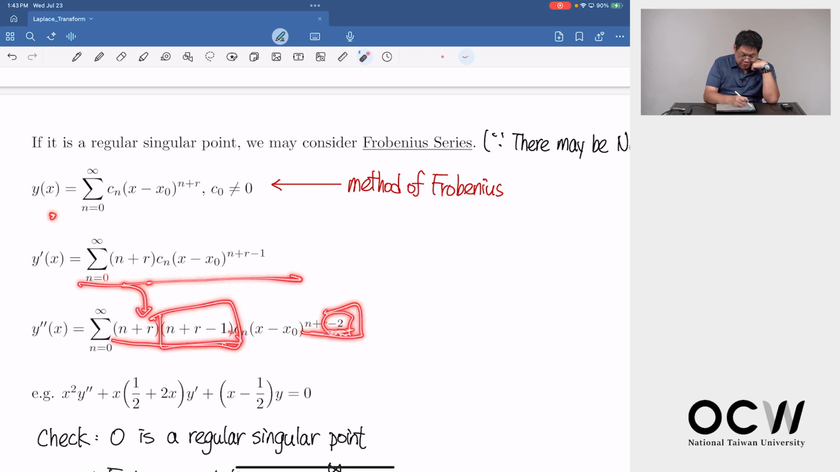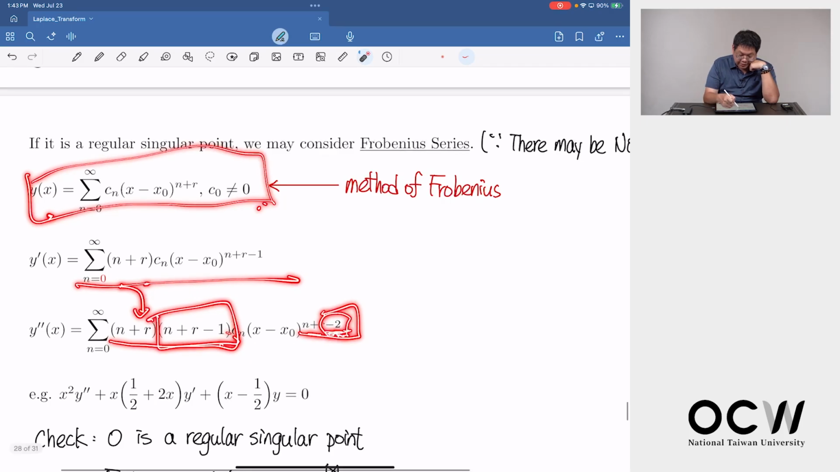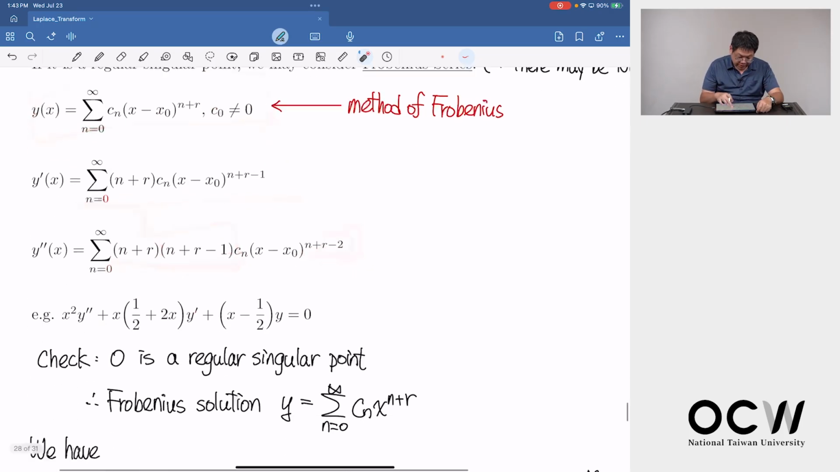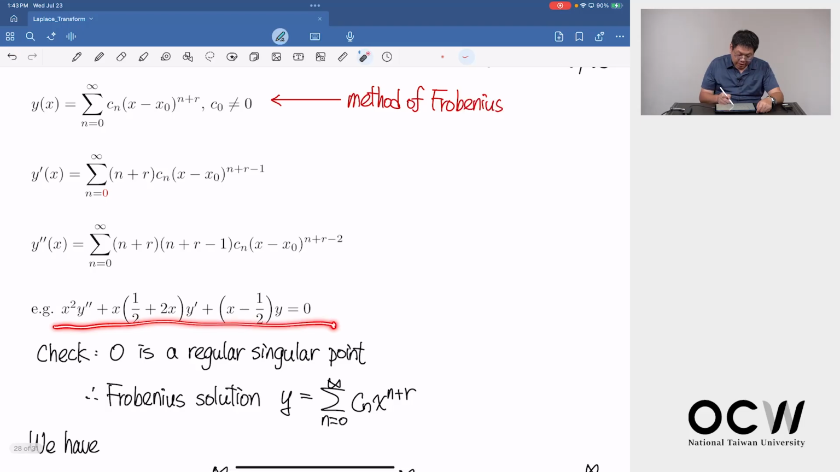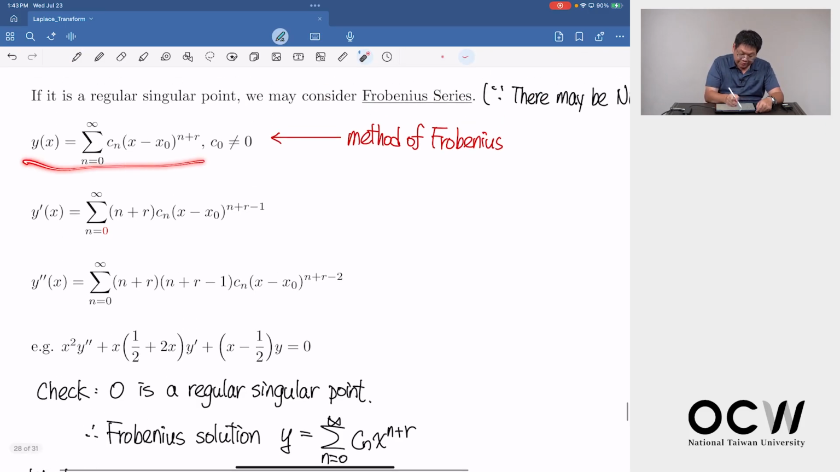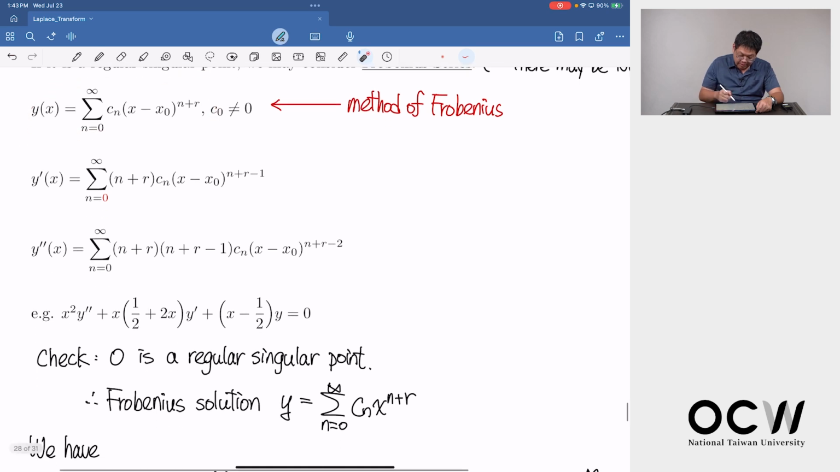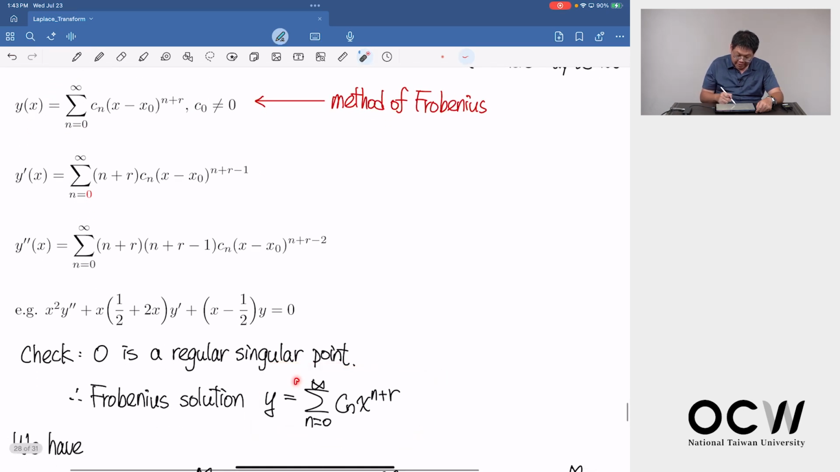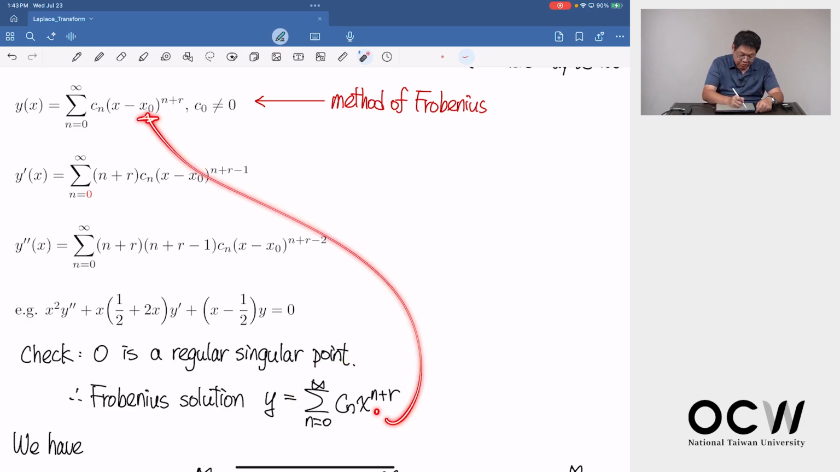Okay, so let's use this Frobenius series to find a solution. Here is an example. For this differential equation, you can check 0. Actually, 0 is a regular singular point. So since 0 is a regular singular point, we can use the Frobenius solution. Here's the Frobenius series. Consider my solution y is equal to this linear combination. Because x naught is 0, we only have x to the n plus r.